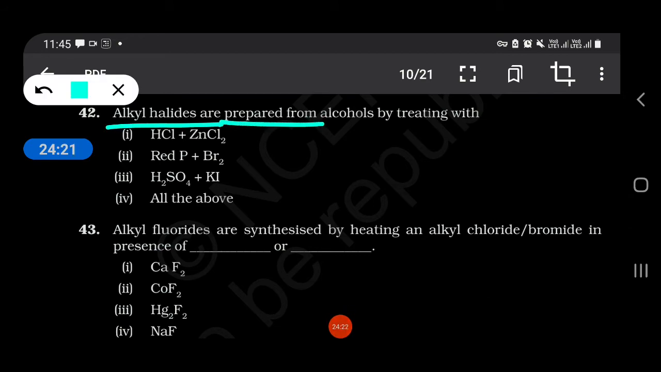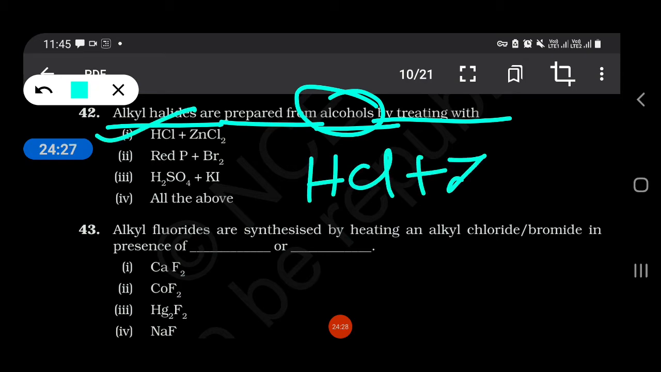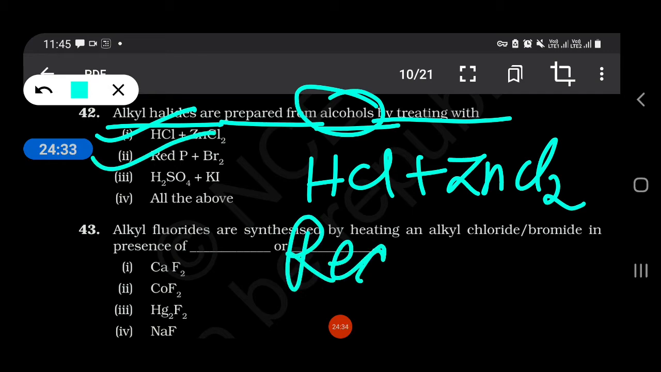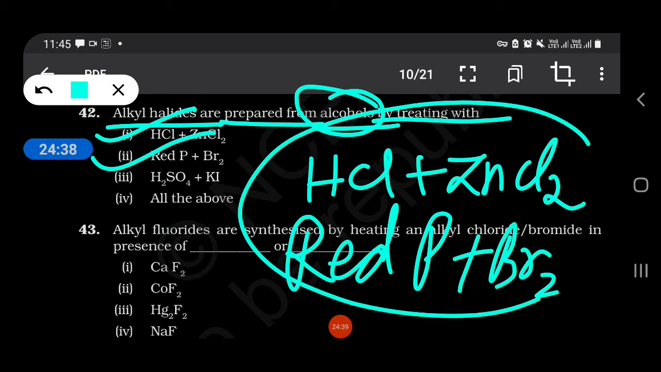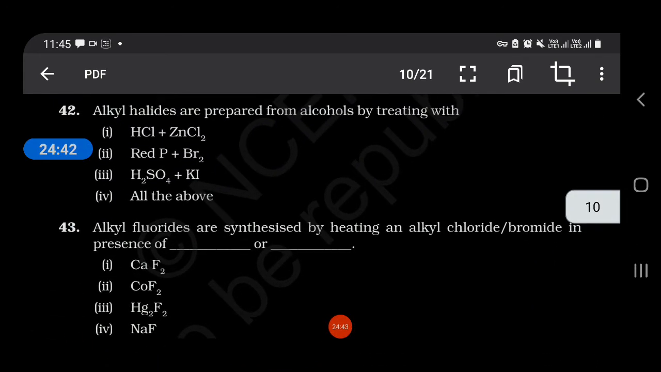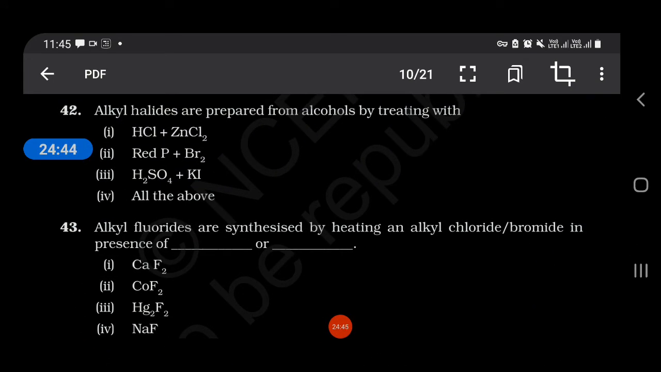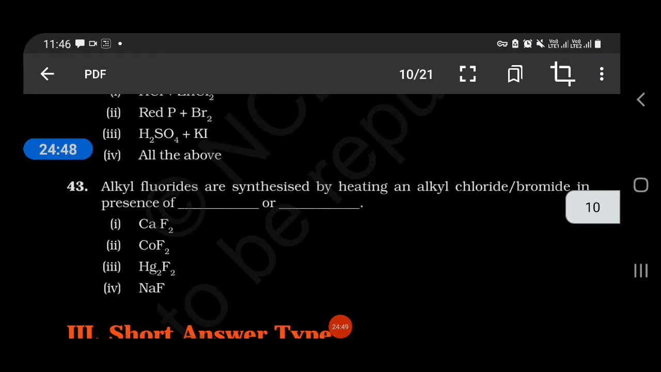Alkyl halides are prepared from alcohol by treating with HCl plus ZnCl2 and red P plus Br2. Sorry, that is for the preparation of alkyl halides from the alcohol.